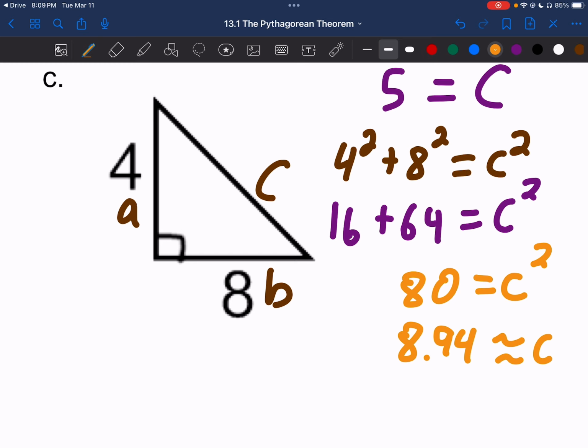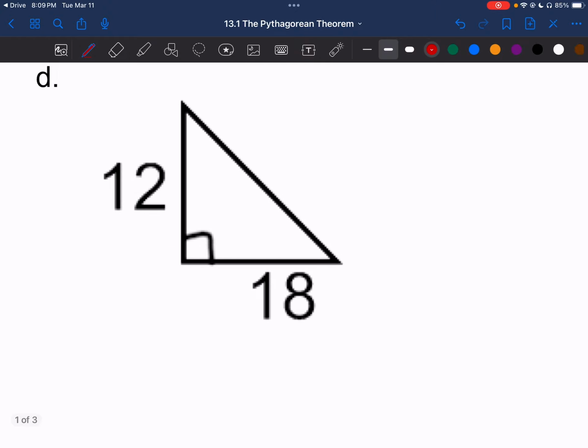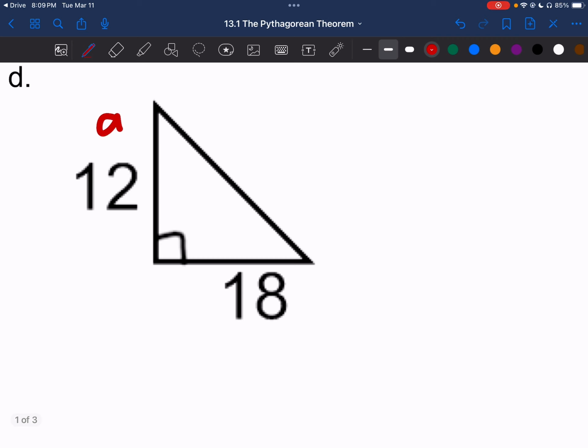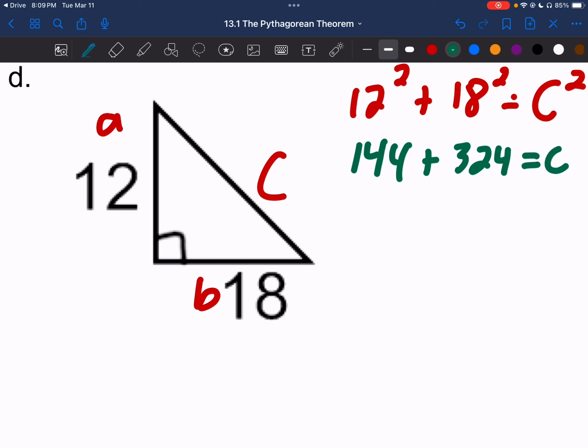All right, letter D. We're going to go ahead and get started here. We've got our A, our B, and our C. So A squared, we've got 12 squared, plus our B value, 18 squared, is equal to C squared. Now, 12 squared is 144. 18 squared, you probably don't have that one memorized. It's 324. And when you add those two values together, you get 468 is equal to c squared.